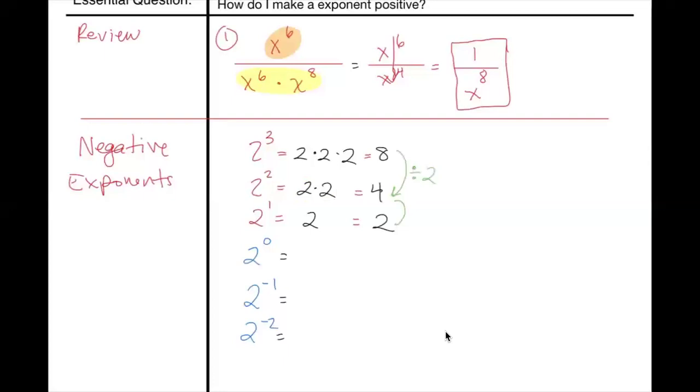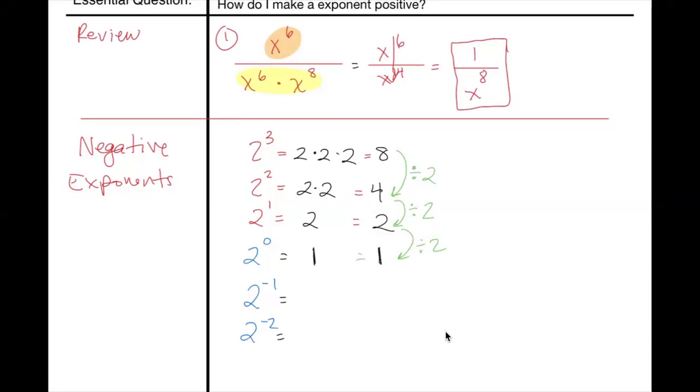Does that work here again? Can I cut 4 in half? I can cut 4 in half, and that equals 2. So 2 to the 0, what does 2 to the 0 make? Well, I'm going to follow the same pattern. I'm going to divide by 2. So the question is, what is 2 divided by 2? 2 divided by 2 is 1.